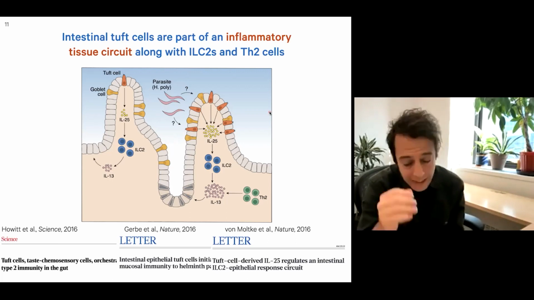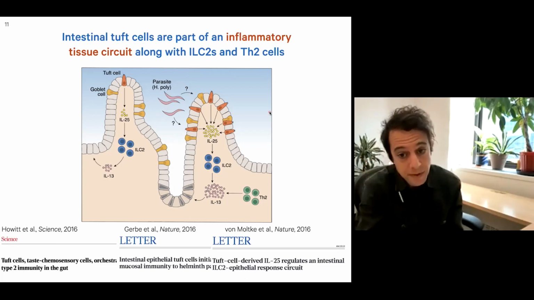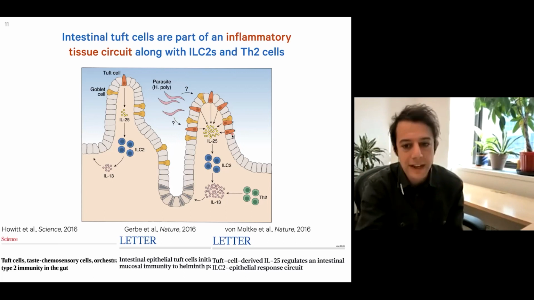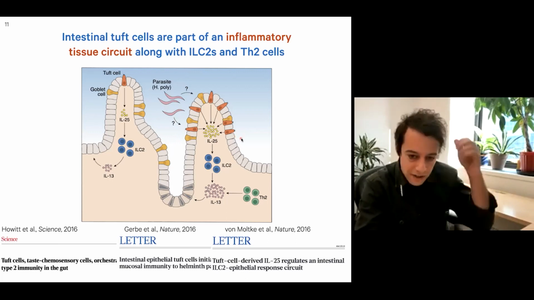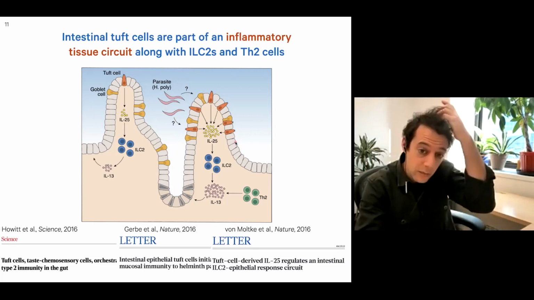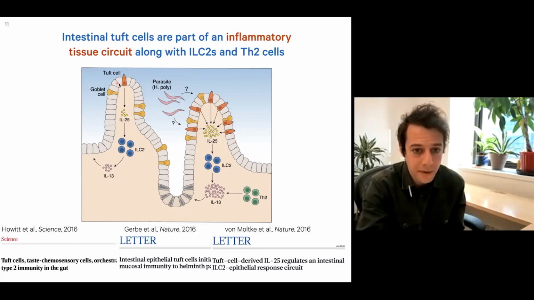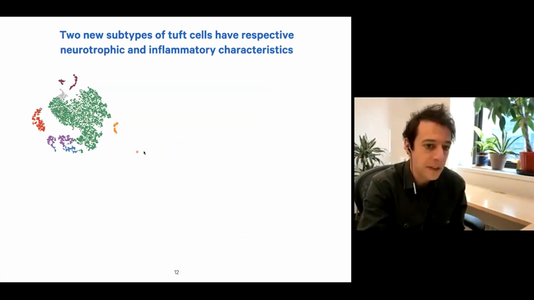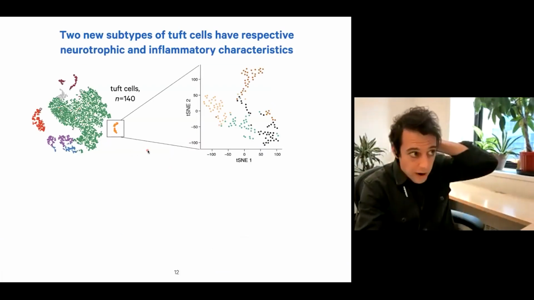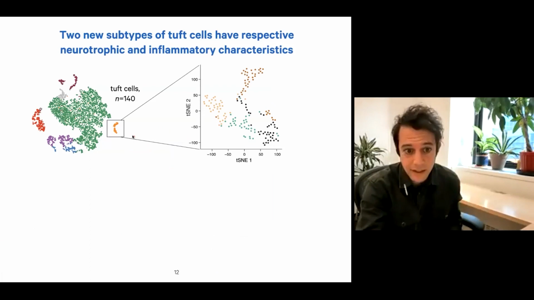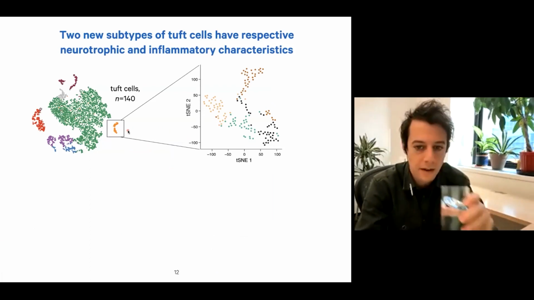So linking tuft cells to this well-known type 2 immunological response really emphasized how profoundly important they can be for mucosal immunology, even though they're very, very rare, only 1% of the intestinal epithelium at homeostasis. So we wanted to see what we could identify from our tuft cells in the intestinal epithelium. We had 140 of them.